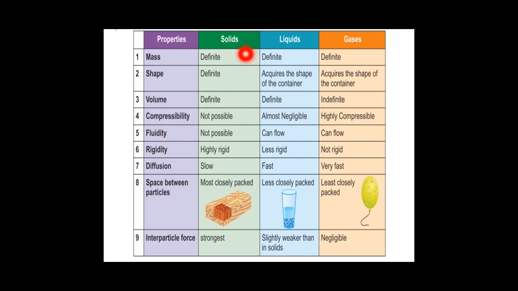Compressibility: solids cannot be compressed, liquids are almost negligibly compressible, gases are highly compressible. Fluidity: solids cannot flow, liquids can flow, gases can also flow. Rigidity: solid particles are highly rigid, liquids are less rigid, gases are not rigid. Diffusion: in solids the diffusion rate is low, in liquids it is fast, and in gases it is very fast.